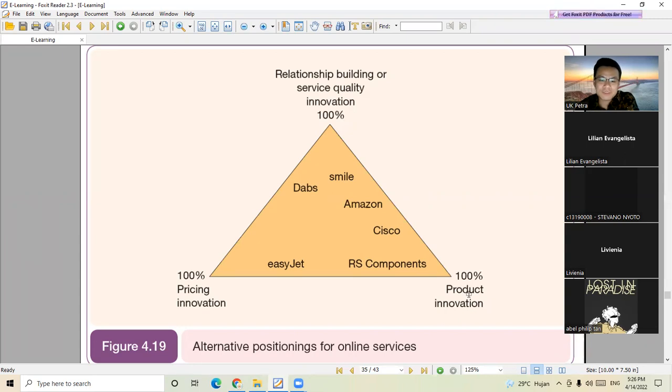And for instance, let's say our company is Amazon. Then Amazon belongs at the right side because it has a lot of product innovation, but not so much. Their relationship and service quality innovation is also okay. So that is quite in the middle, but towards the product innovation. We can use this type of visualization so that we can easily know where we are in relation to the competitors.